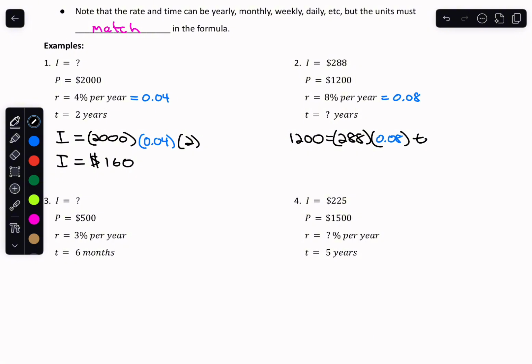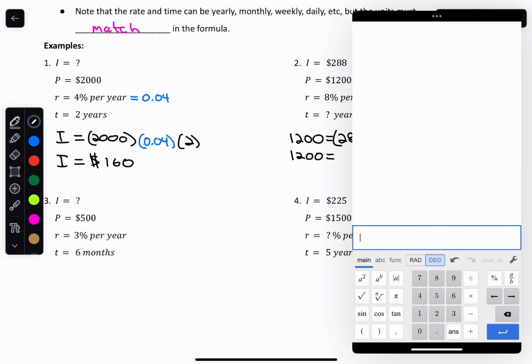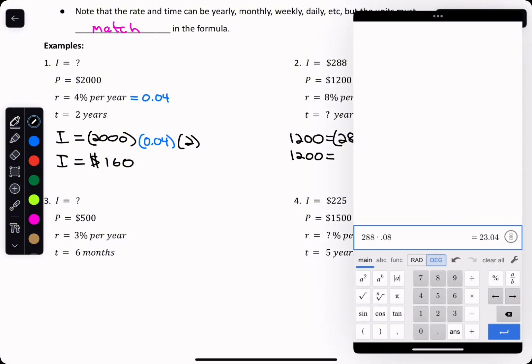This is just a normal equation like what we've had earlier in the class, where if I multiply 288 times 0.08 real quick, so 288 times 0.08, that is 2304. Okay, so I can go ahead and multiply. Hmm, something feels wrong. Oh, I see what's wrong here. I put a couple numbers in the wrong spot, guys.